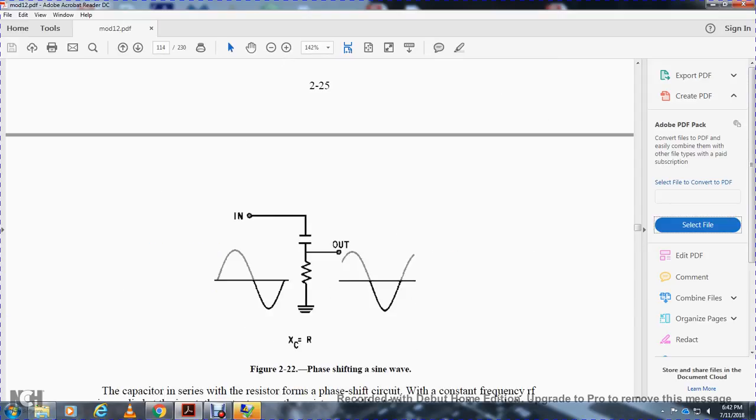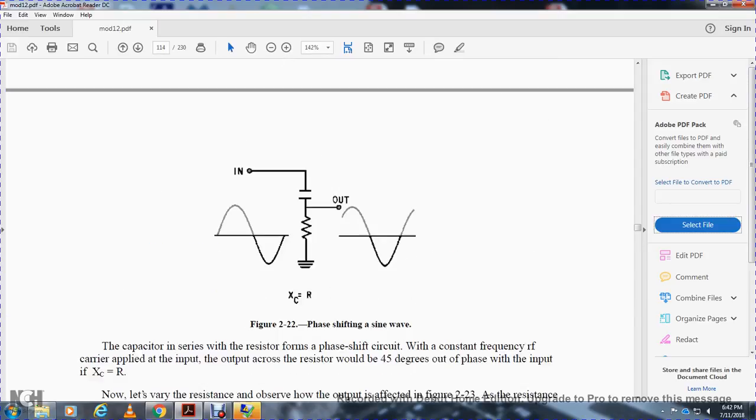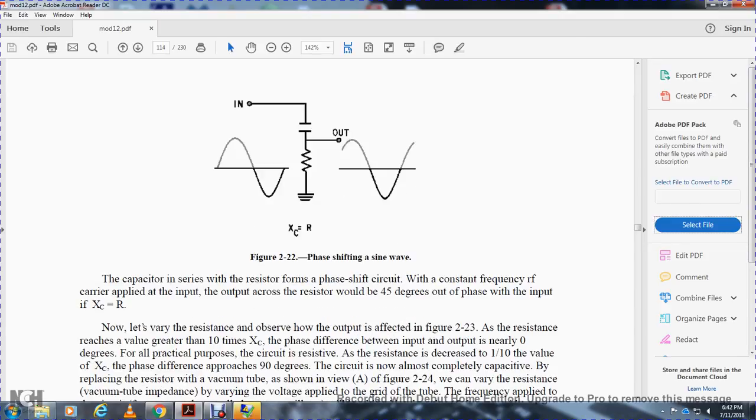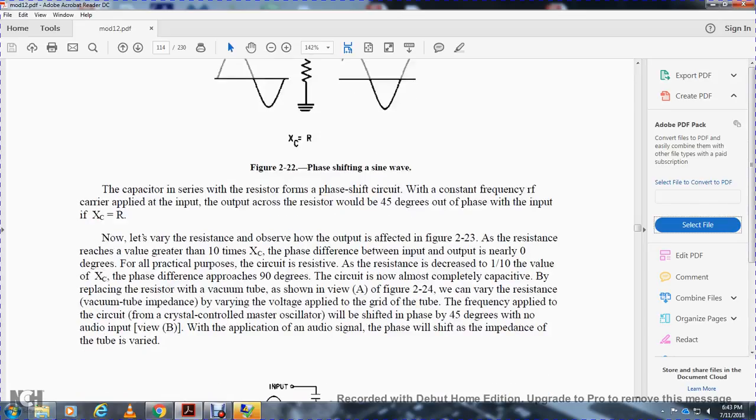You have your input and output through the capacitor and resistor, which shift the phase of the sine wave. The phase shift circuit has a constant frequency radio frequency carrier applied to the input. The output across the resistor will be 45 degrees out of phase with the input when the resistance equals the capacitive reactance in ohms. Now let's observe the effect of resistance on the output in Figure 223.